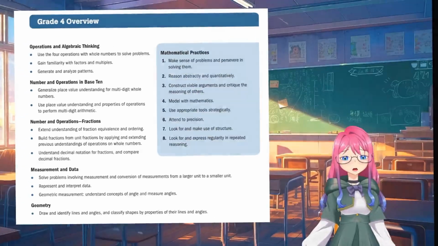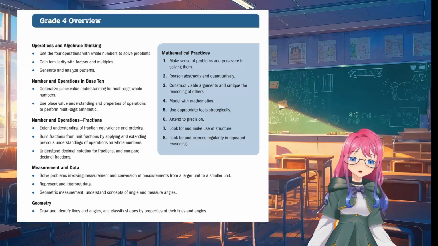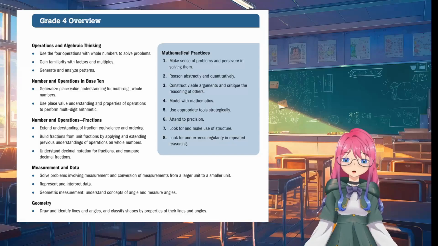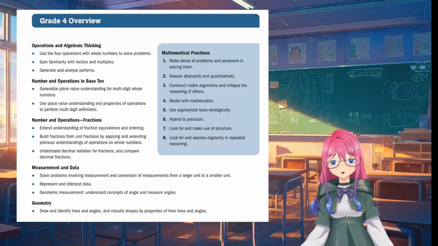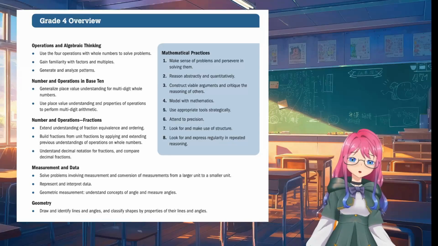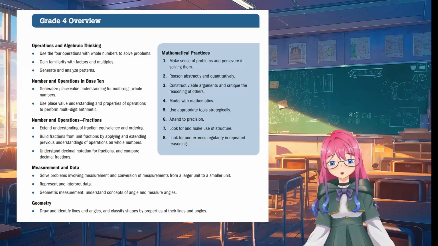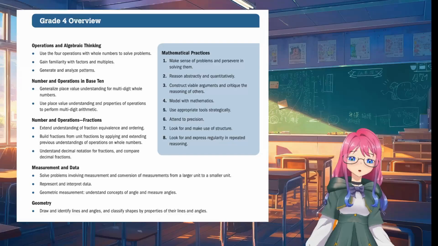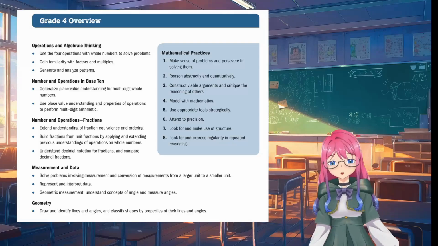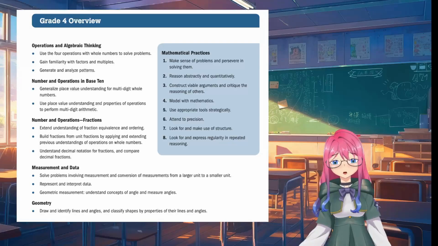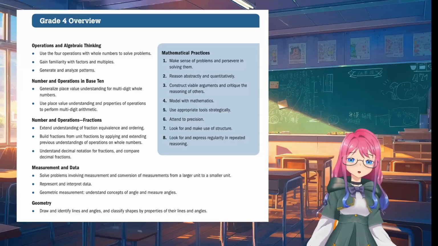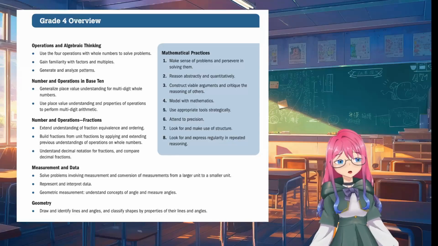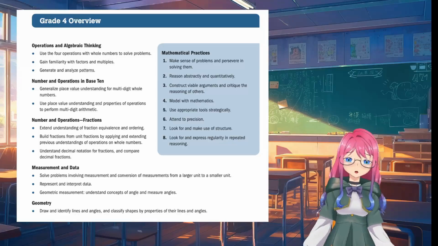So for number and operations in base 10, they want students to be able to generalize place value understanding for multi-digit whole numbers and use place value understanding and properties of operations to perform multi-digit arithmetic. Okay, so first, base 10 just means our normal counting system, 1 through 10. And I'll discuss in a later lesson why they call it base 10.